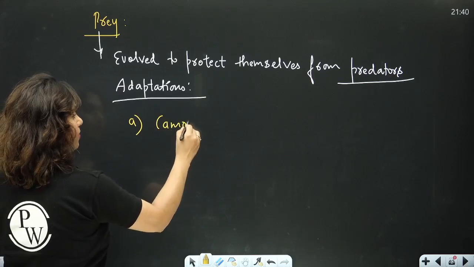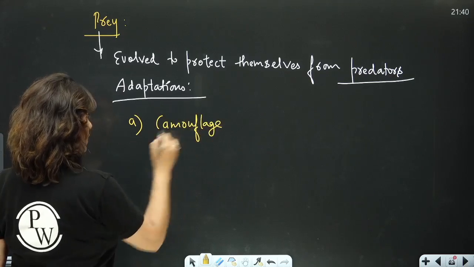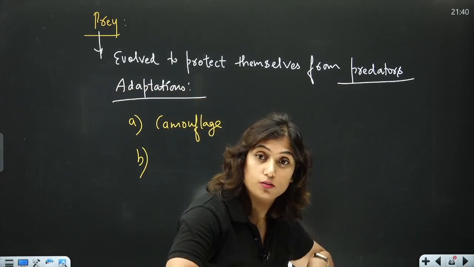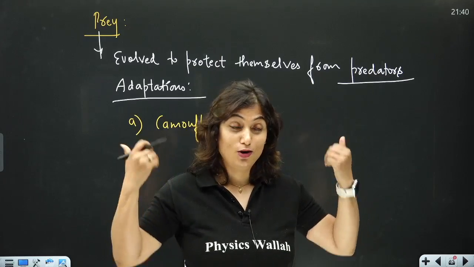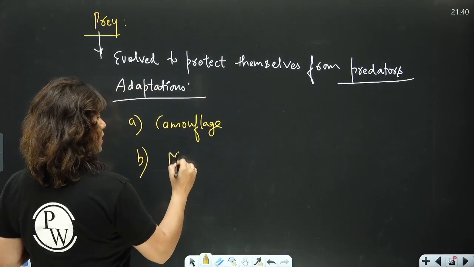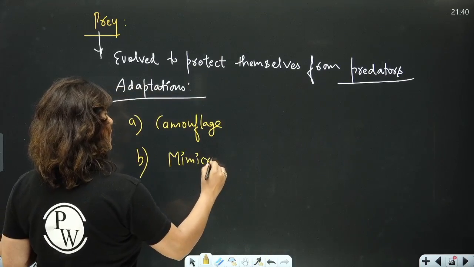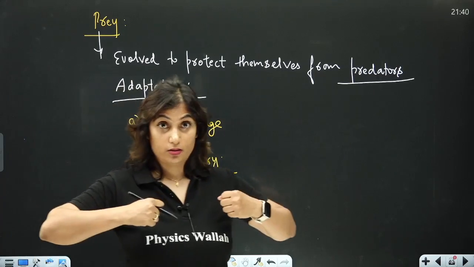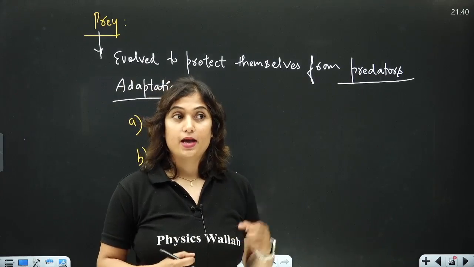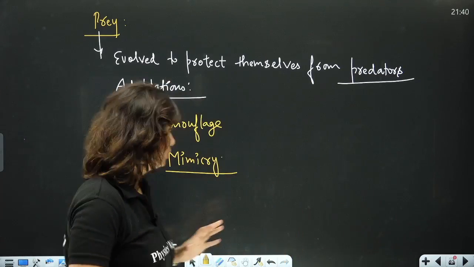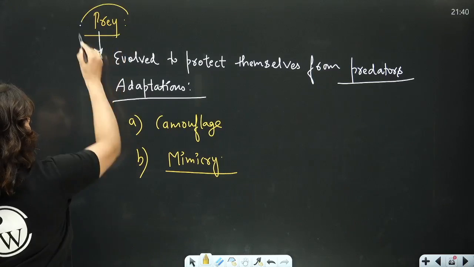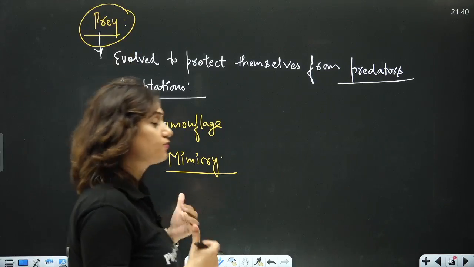You know what is camouflage? When the prey changes its color and gets like chameleon, it gets lost in the environment and the predator is unable to find it. Mimicry can be there. Mimicry is a phenomenon where the organism which is weak mimics the stronger organism so that the predator is frightened from it. Okay. So there are certain adaptations which prey population has shown to protect themselves from predator.